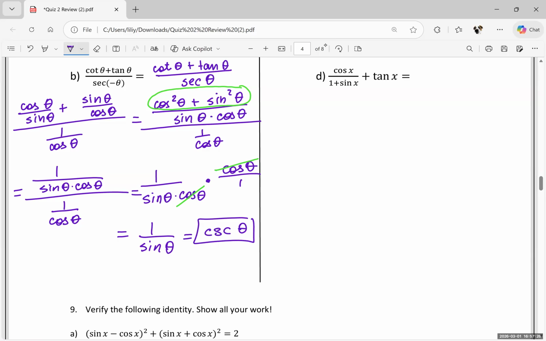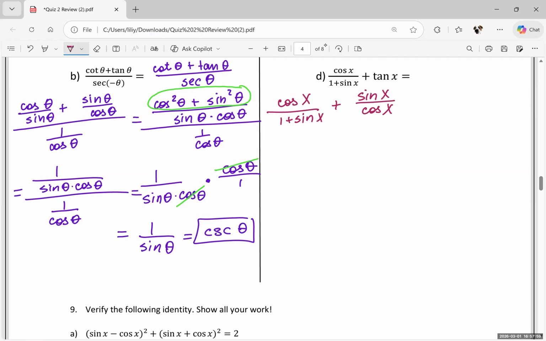All right, and then part D, we have cosine x over 1 plus sine x, plus tangent x. First of all, I'm going to rewrite tangent as sine over cosine. Okay. Cosine x divided by 1 plus sine x, plus sine x over cosine x.